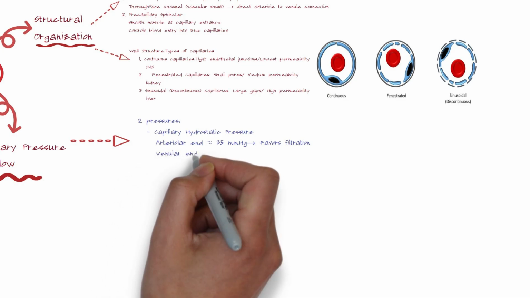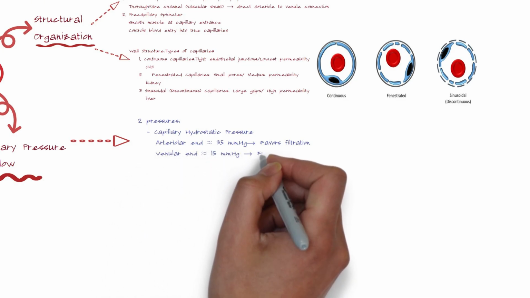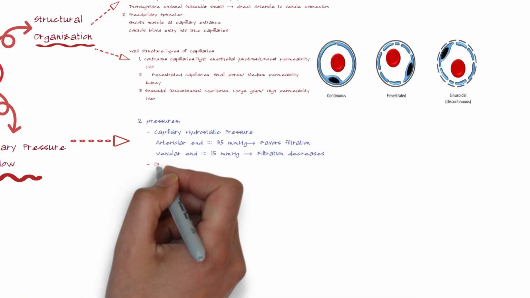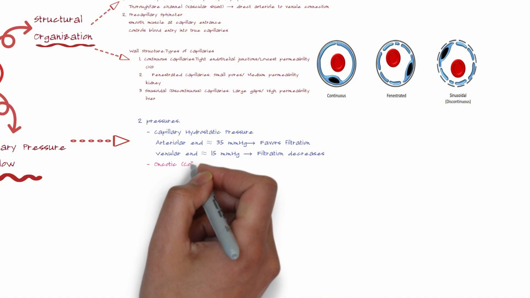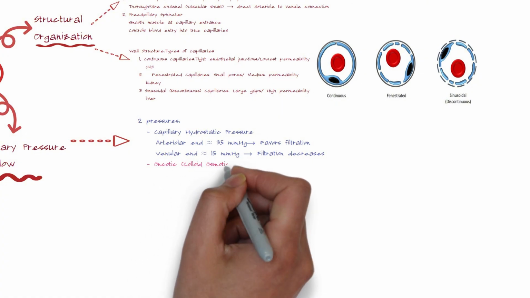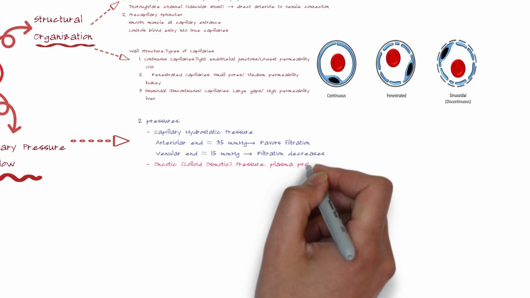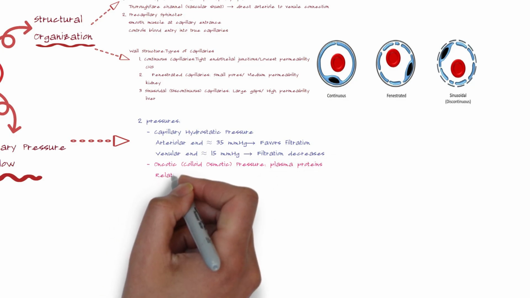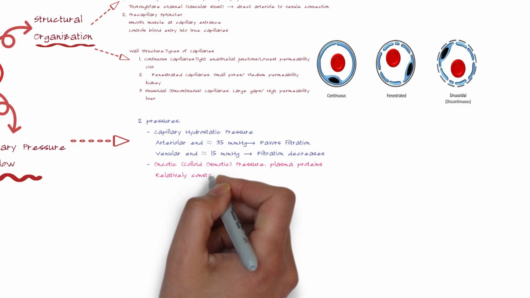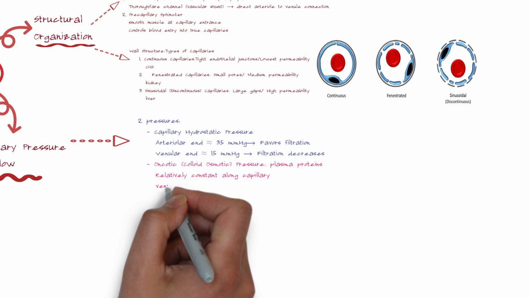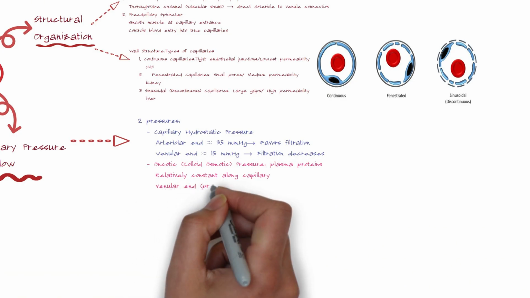It is a little bit higher and favors filtration, so the water moves outside the capillary to the tissue. As the blood moves through the capillary, the pressure gradually decreases and the hydrostatic pressure drops to 15 millimeters of mercury at the venule end, and this force pushes the fluid towards the capillary, not towards the interstitium.